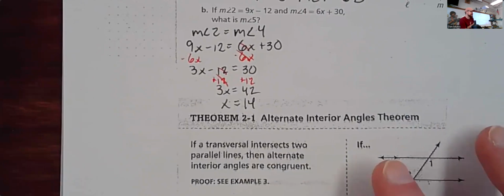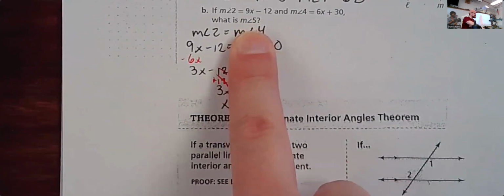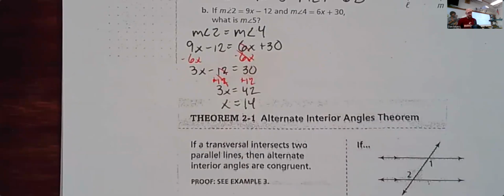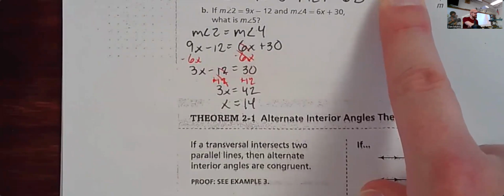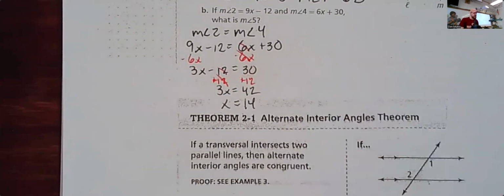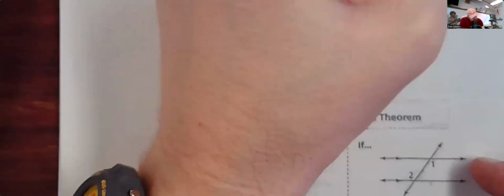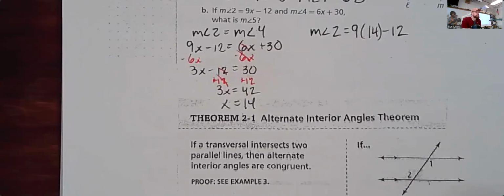No. That's what x equals, but that's not the answer to the problem. The answer to the problem is the measure of angle 5. Neither of these things is angle 5, but it's going to help us to figure out angle 5. So for this particular problem, 118 probably not going to be the measure of angle 2 or 4. So we don't need that 118 right now. We can ignore that. How do we figure out the measure of either angle 2 or 4 right now? Yeah, measure of angle 2 equals 9 times 14 minus 12. How many degrees is angle 2?